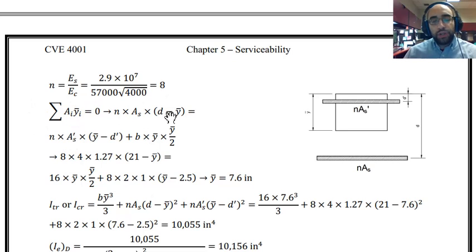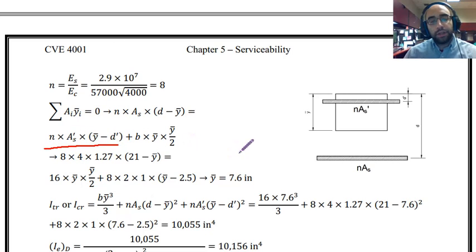So that is the major equation that we use for finding the location of the neutral axis. On one side, I have just the steel. So that is N multiplied by AS and then multiplied by its distance from the neutral axis, which is D minus Y bar. And on the other side of the neutral axis, I have this block of concrete. And I also have this transformed area of compression reinforcement. For the compression reinforcement, we have N AS prime multiplied by the distance from its centroid to the neutral axis, which is Y bar minus D prime. As you can see, it is mentioned over here.